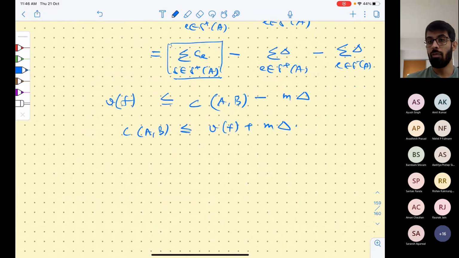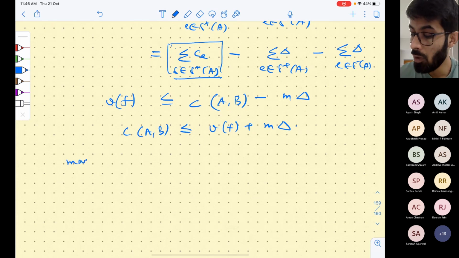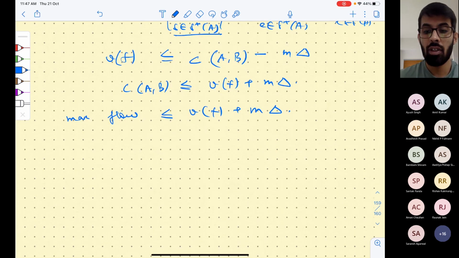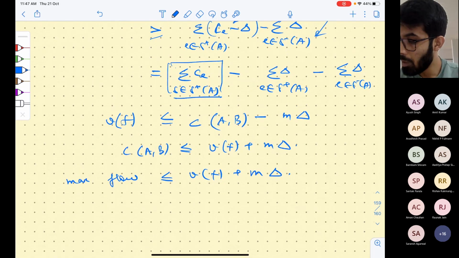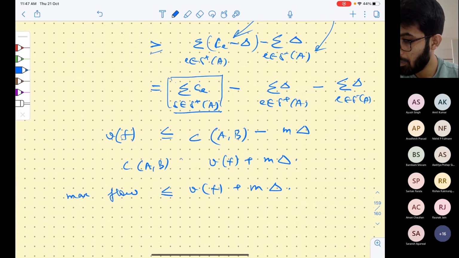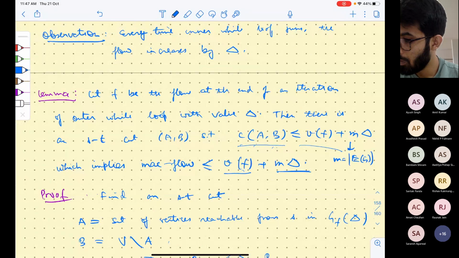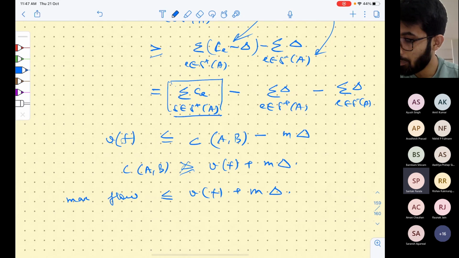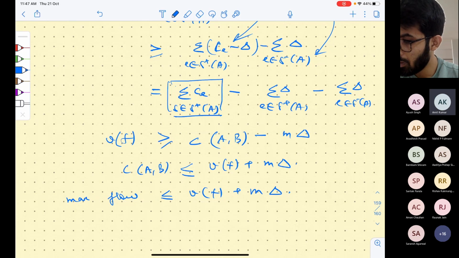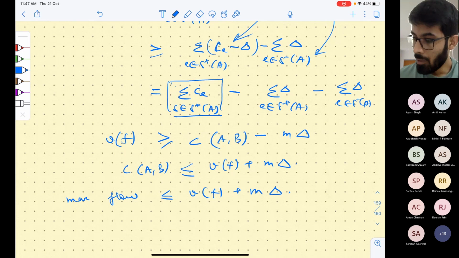That C of A B is less than or equal to V of F plus M delta, and that means that the maximum flow is also less than or equal to V of F plus M delta, right? And now we can show how many times the while loop runs. So C of A B is greater than or equal to V of F plus delta. C of A B, okay, yes, you are right. Thank you. So that is why it should be this. No, sir, it was right. Was it? The last step, the inequality you changed. Did I? Okay, fine. Here, right? Yes, sir. This one. Yeah, good. Okay, yes. So max flow is going to be less than or equal to V of F plus M delta.